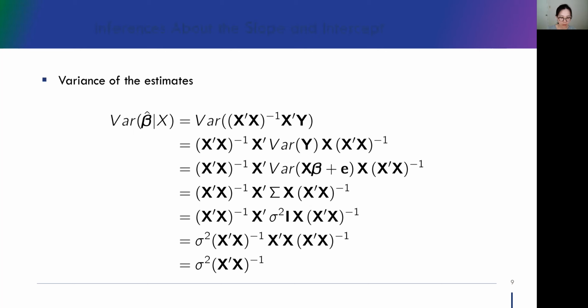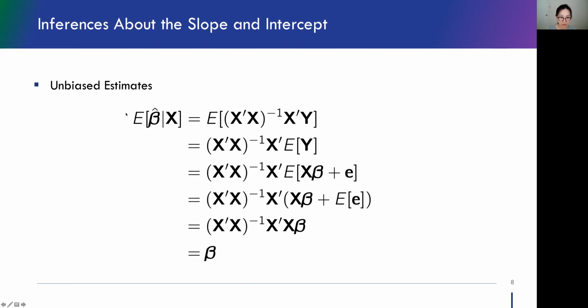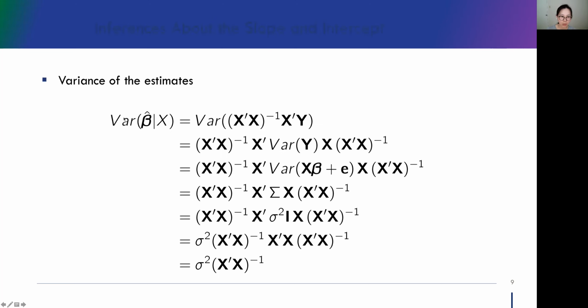Okay, what about the variance of the estimates? So here we got the mean, the expectation of the estimates. Now we care about the variance of the estimates. So again, this beta hat given x is still in this format. This is a classic thing you need to know.